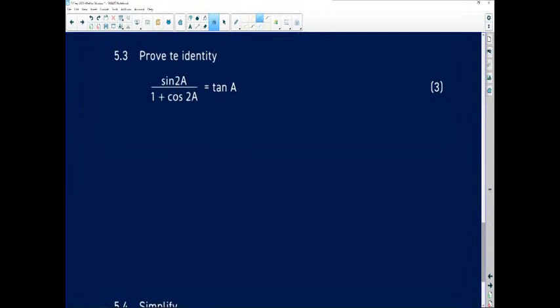Next question says to us, we need to prove the identity sine 2a divided by 1 plus cos of 2a equals tan a. So most of the time, grade 12s never know where to begin when you're dealing with identities. Step 1, copy the left-hand side. So my left-hand side, according to this problem, is sine of 2a divided by 1 plus the cosine of 2 times a. Step 2, do whatever you can do.